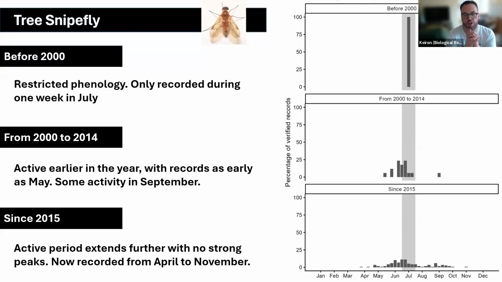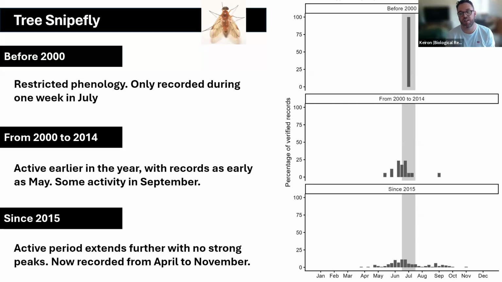If we look at its phenology, back before 2000, it was pretty much only recorded from one week in July. It was always found at the same time of year as an adult. As we move on from 2000 to 2014, we started seeing changes in its phenology. It was getting recorded as early as May and with some activity in September, but a bit more of a spread. And then if we look from 2014, it's now active throughout April through to October, with some even earlier and later records.